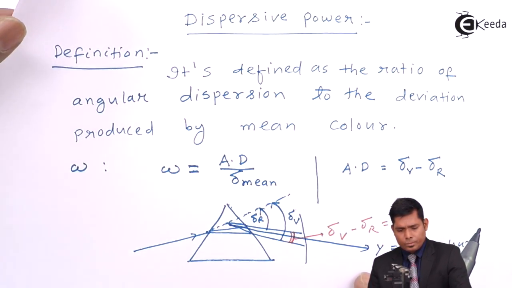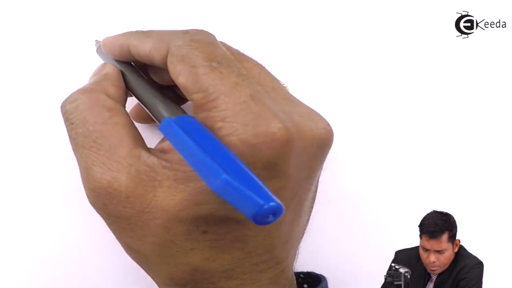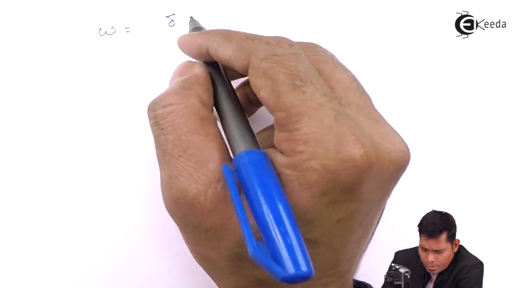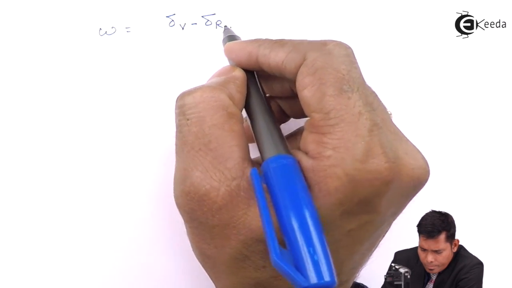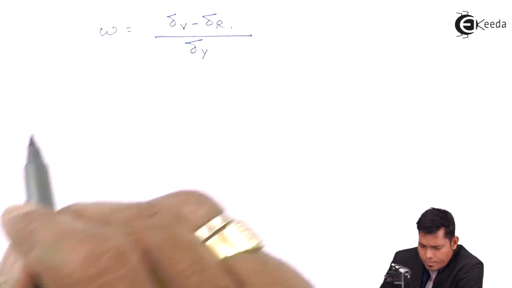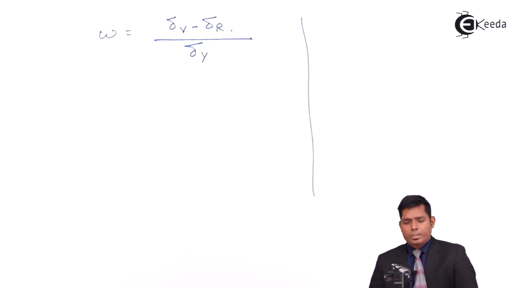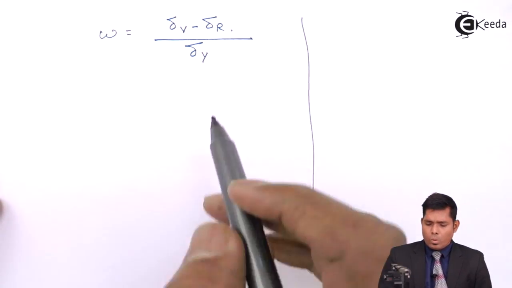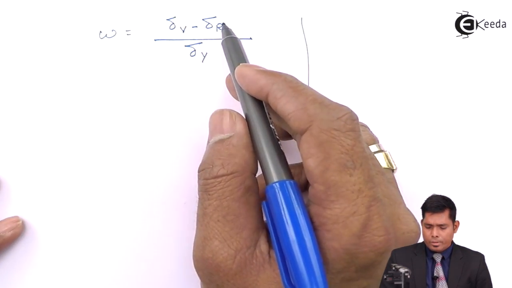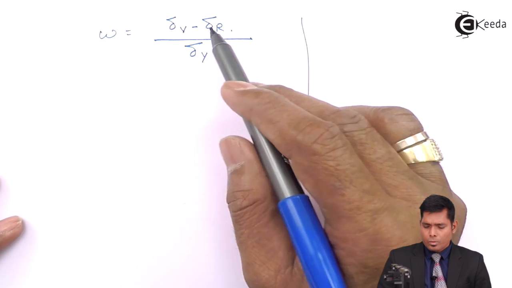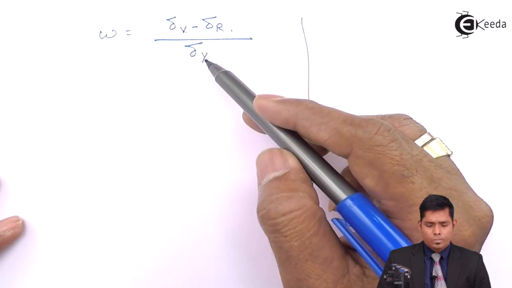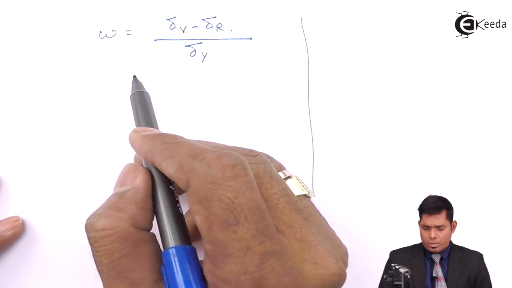So angular dispersive power is delta, like this. This is yellow, violet, red. V stands for violet, R for red and Y for yellow.